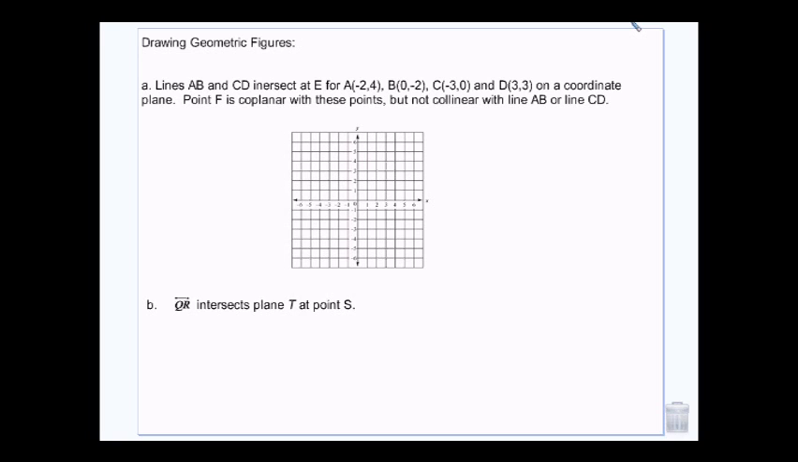So what I have is lines AB and CD, and they're intersecting at a point E. I have points A, B, C, and D that are on a coordinate plane. And then point F is coplanar with these points, but not collinear with either line. So what I need to do first is take this information that is for sure given. I know the coordinates of these points, so I'm going to graph those points first.